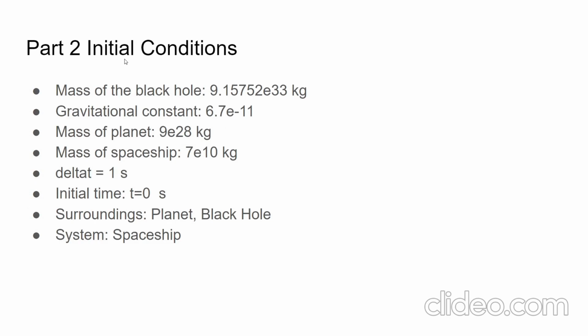For part 2's initial conditions, the mass of the black hole is equal to what we got in part 1. The gravitational constant is the same as before. The mass of the planet is 9 times 10 to the 20th power. The mass of the spaceship is 7 times 10 to the 10th power. Delta t is 1 second. The initial time is 0 seconds, with the surroundings being the planet and black hole, and the system being the spaceship.